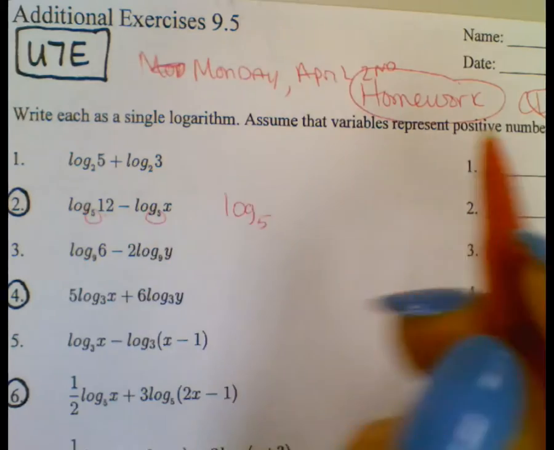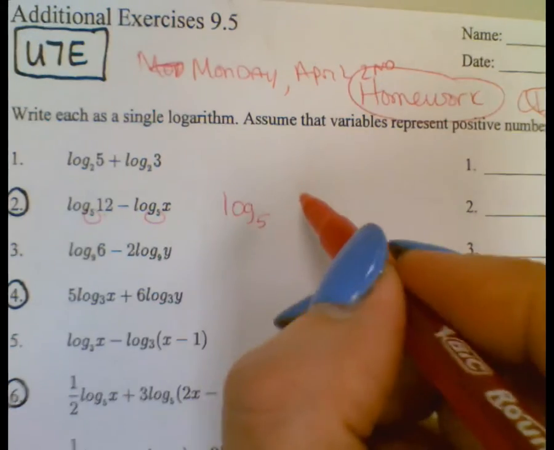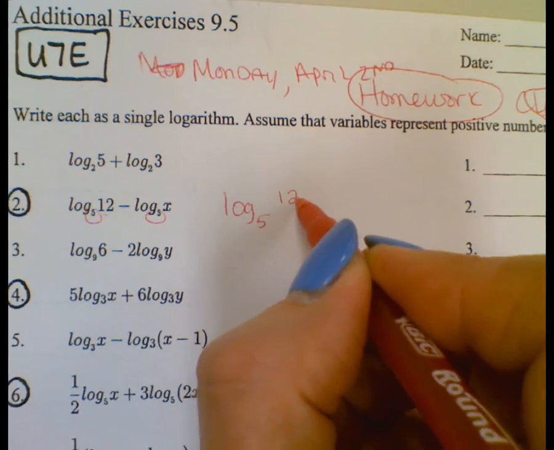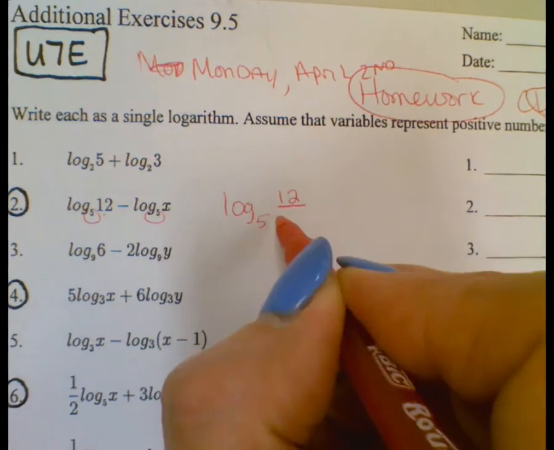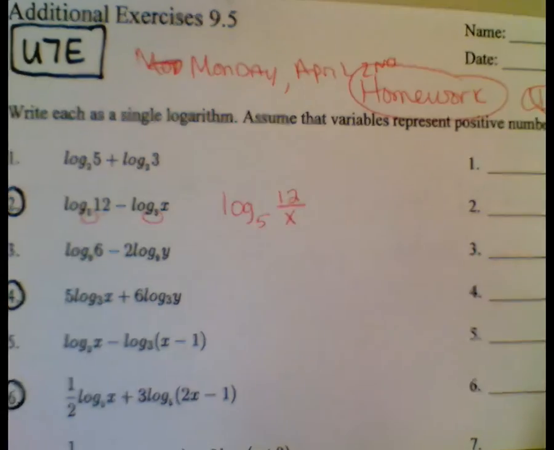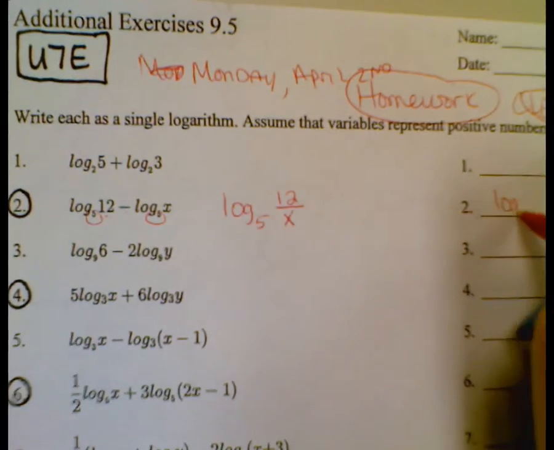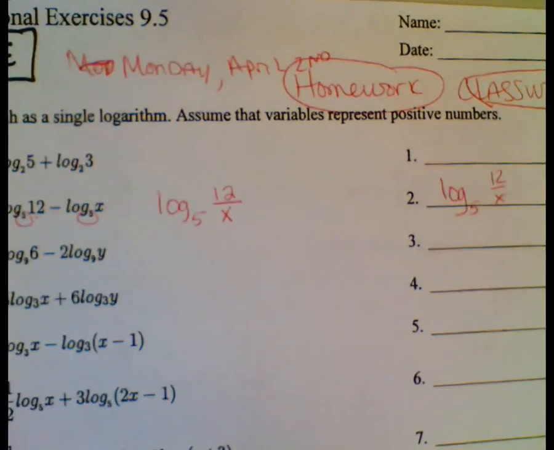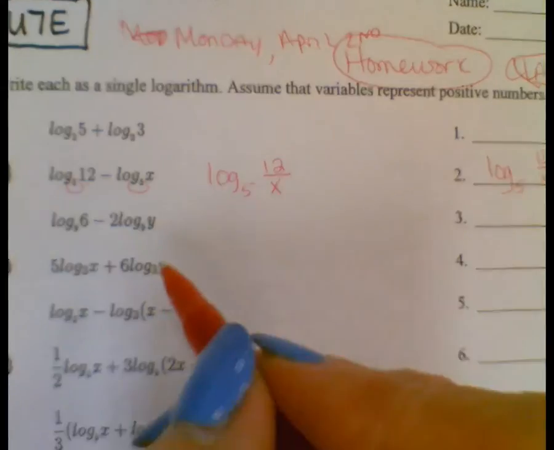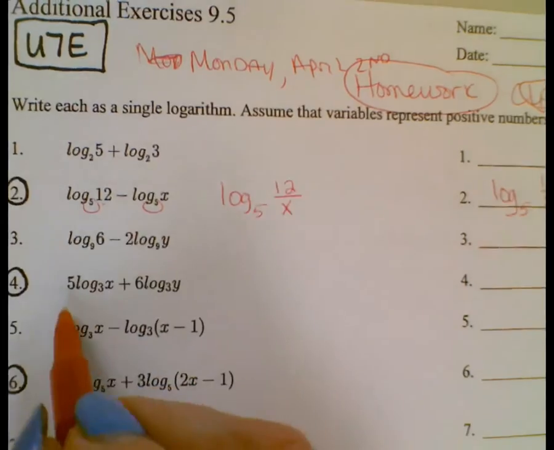If you see a subtraction, I already told you the answer. If you see a subtraction, you're going to divide whatever comes after the subtraction, which is the x. And you're done. That's it. Answer. Okay. Number 4. This one's a little different because you have these numbers out front.